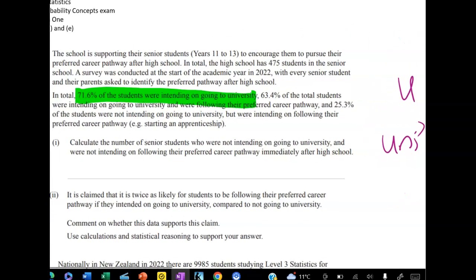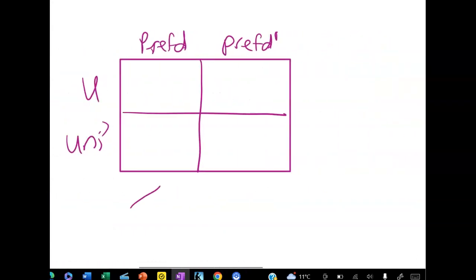So we know from reading here 71.6% were intending to go to uni, and 63.4% of the total students were intending on going to uni and were following their preferred career pathway. It's really important here that it's not 63.4% of those ones. It's not a conditional probability. It's out of all of them, right? So out of all of them, we've got 71.6% going to uni and 63.4% who are both going to uni and this is their preferred career pathway. So that makes this quite easy to fill out.